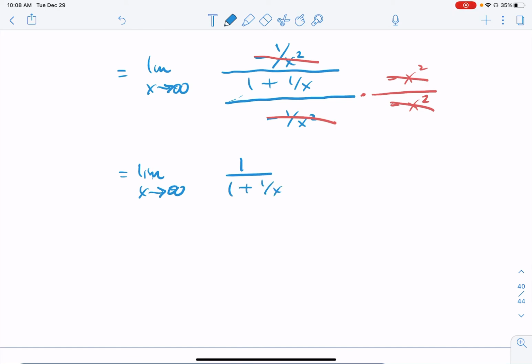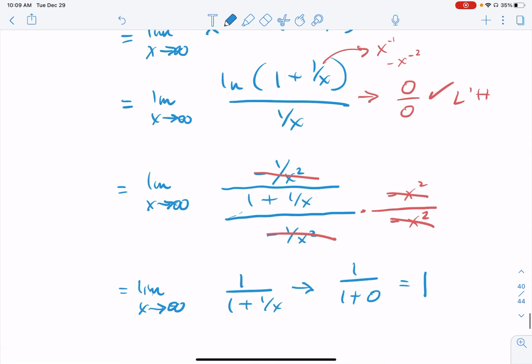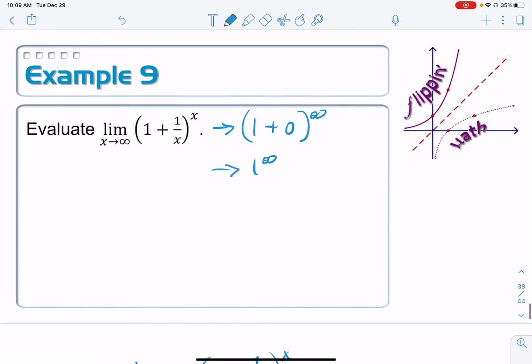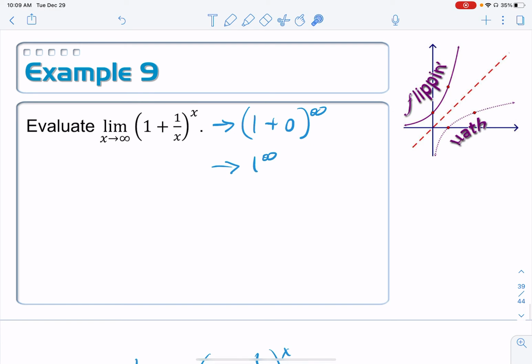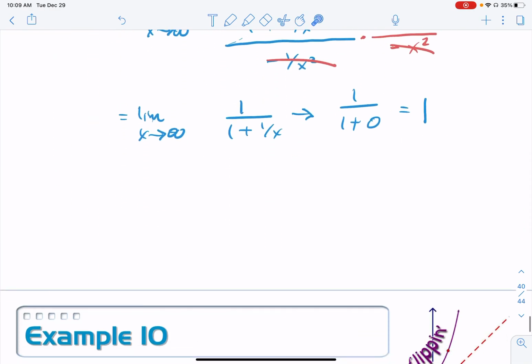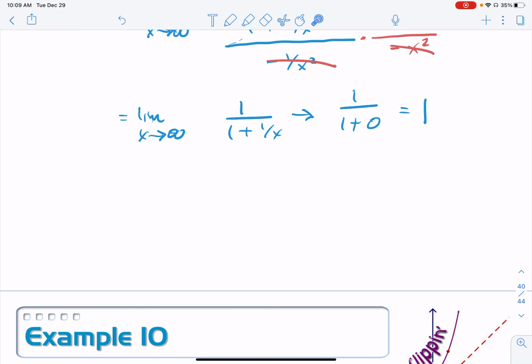Okay, let's plug in our infinity now. All right, so the 1 stays up top, and on the bottom, I'm going to have 1 plus 1 over infinity, which is 0. I just get 1. Is the value of this limit 1? We had our indeterminate form, 1 raised to infinity. I just said that that's not always equal to 1. We just got 1. Well, we're not done with this one.